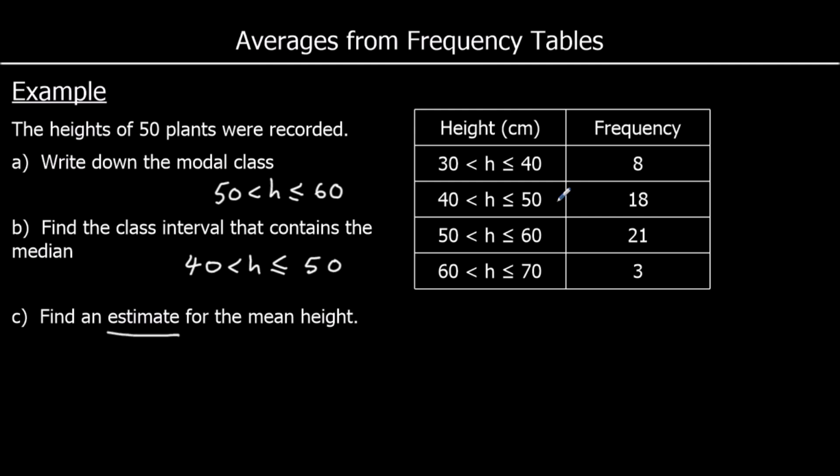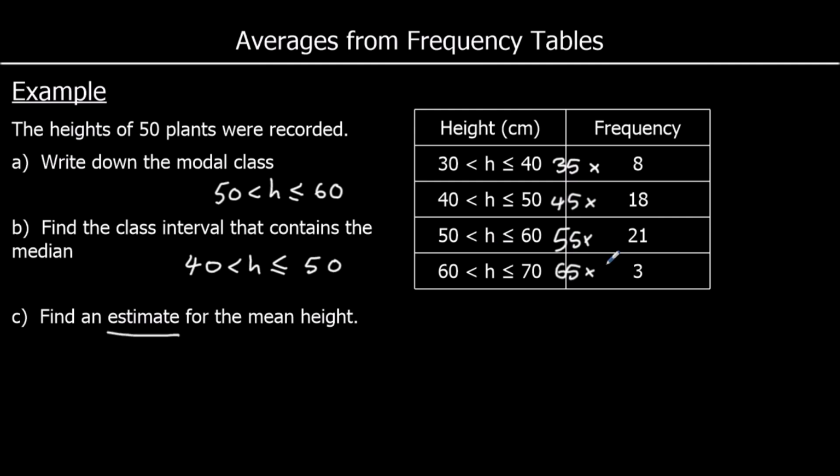The way we're going to do it is by estimating that all 8 of these plants are in the middle of this range. So that will be 35. So the midpoint times the frequency this time. We're going to say all 18 of these plants are 45 centimeters tall. Again, the middle of the range. Halfway in between 40 and 50 is 45. Halfway between 50 and 60 is 55. And halfway between 60 and 70 is 65.